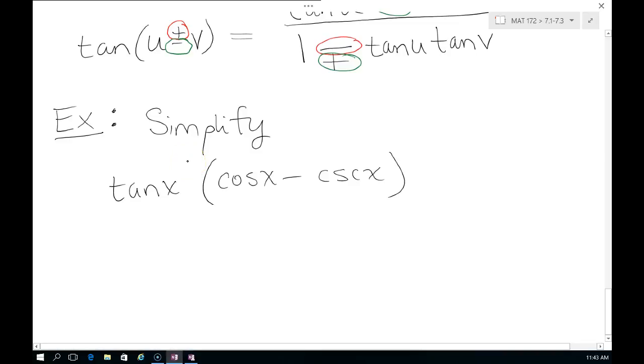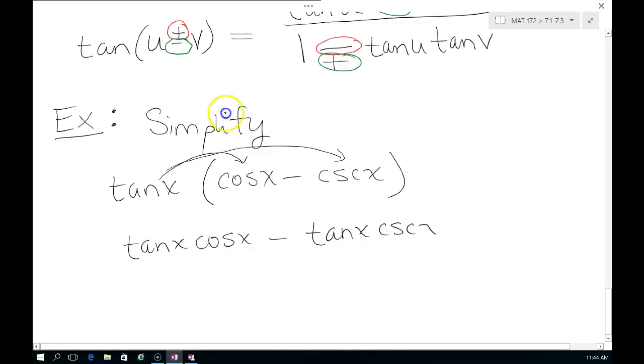So here, I'm just going to start with multiplying. I see a set of parentheses with something in front of it. In algebra class, I would be tempted to go ahead and distribute. So that's what I'm going to start with. So this is tan x times cosine x minus tan x times cosecant x. And that almost looks worse now, but in a second it's not.